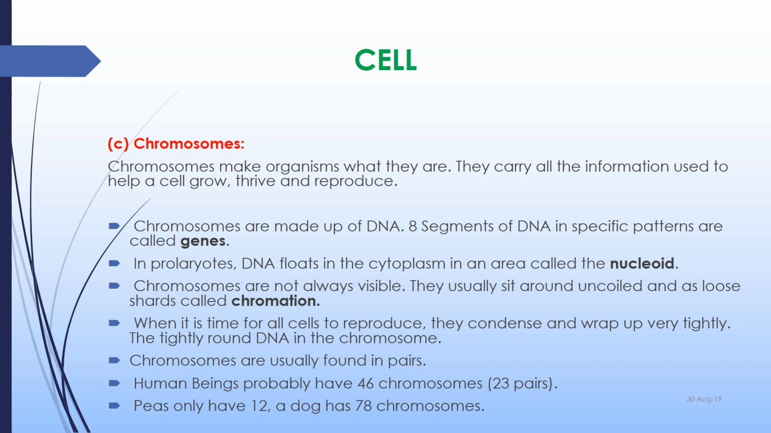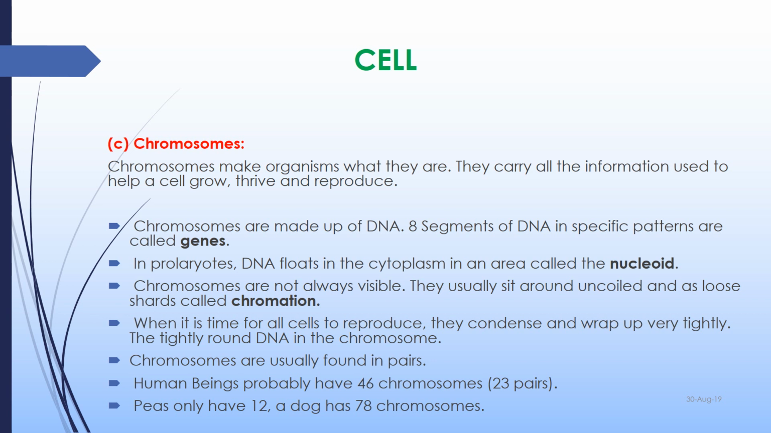C. Chromosomes. Chromosomes make organisms what they are. They carry all the information used to help a cell grow, thrive and reproduce. Chromosomes are made up of DNA. Segments of DNA with specific patterns are called genes. In prokaryotes, DNA floats in the cytoplasm in an area called the nucleoid. Chromosomes are not always visible.